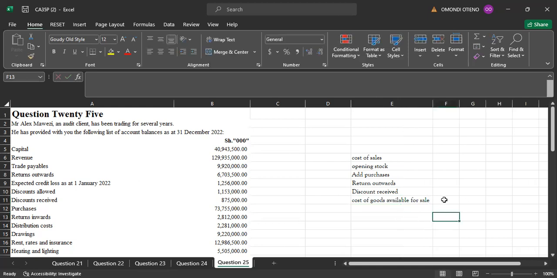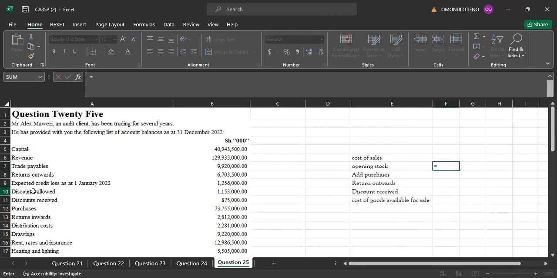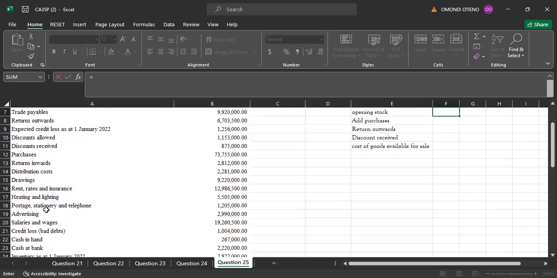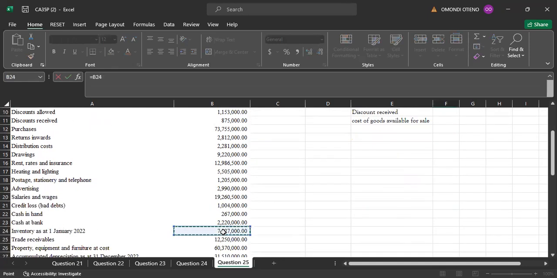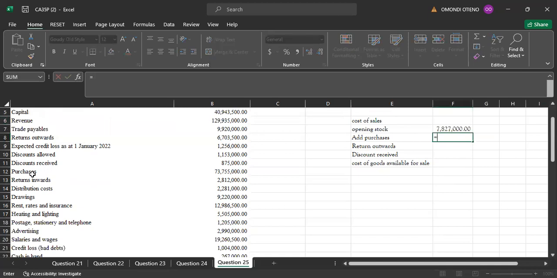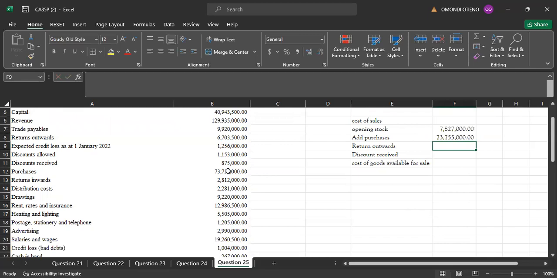So once that is taken care of, our opening stock, that is inventory at the beginning of the year, was provided here as this. We need to add purchases value, which is given here. Then we also have returns outwards, so we are going to subtract the returns outwards, which is provided up here. Then discount received, which is also given up here, 875, for us to be able to get cost of goods available for sale. So this is what we have.